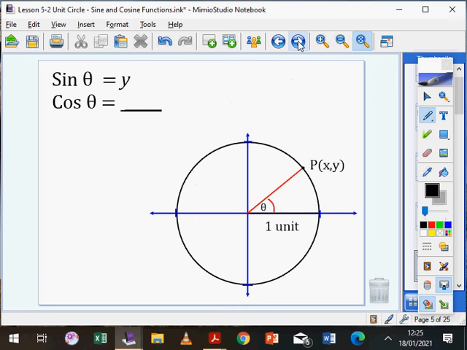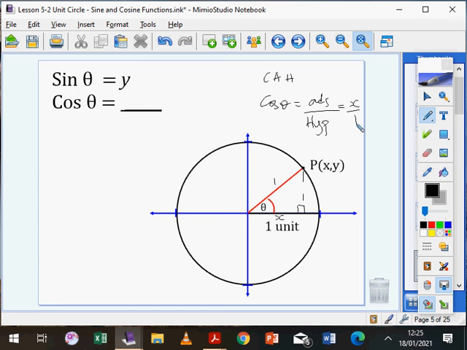What about the cosine? If I use the same idea, I have this triangle. This is x, that's 1. According to SOHCAHTOA, cosine of theta is adjacent divided by hypotenuse. So the adjacent in this case is x, and the hypotenuse is 1. So the cosine of any angle in a unit circle is always going to be equal to the x value of that point. What do I mean?